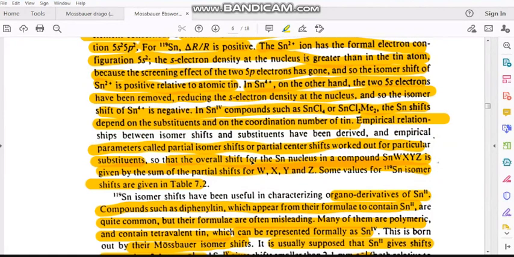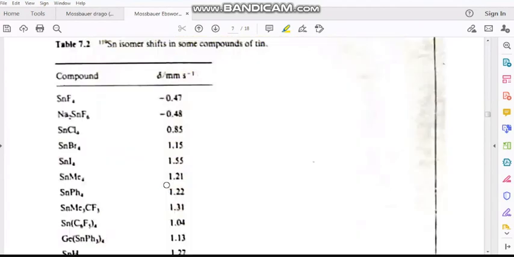So the overall shift for the tin nucleus in the compound SnWXYZ, where these are the different substituents, is given by the sum of the partial shifts of W, X, Y and Z. So the tin isomer shift depends upon the partial shift of the substituents. Some values for the tin 119 isomer shifts are given in Table 7.2.